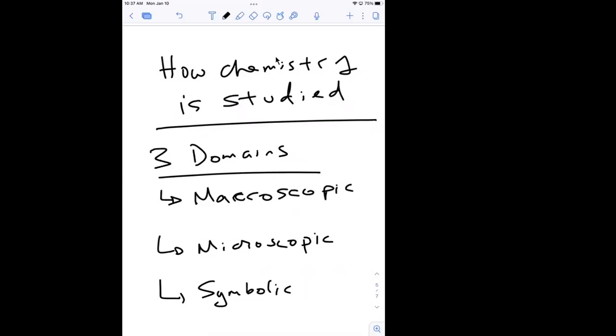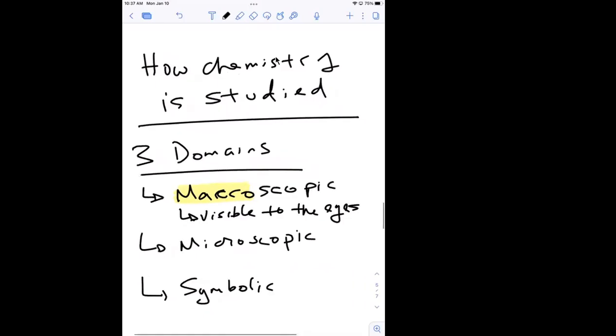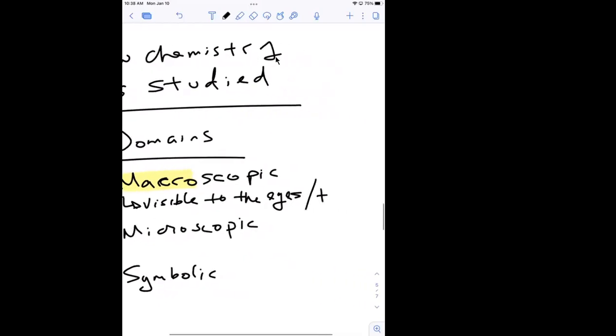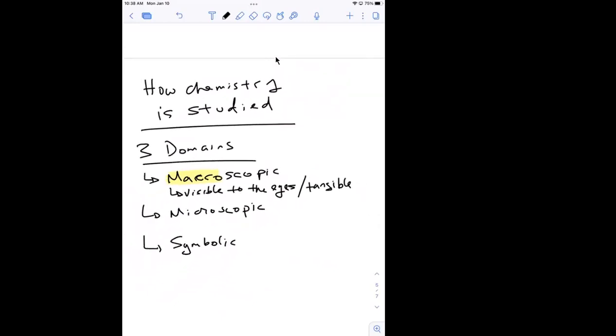So in the macroscopic realm, can you tell me what this prefix macro refers to? Or do you have an idea of what it refers to? Anybody? Large enough for the eye to see. Very good. Something large enough for the eye to see. So it's visible to the naked eye and tangible. So you can see it, you can touch it. That's what it means to study something in the macro realm.